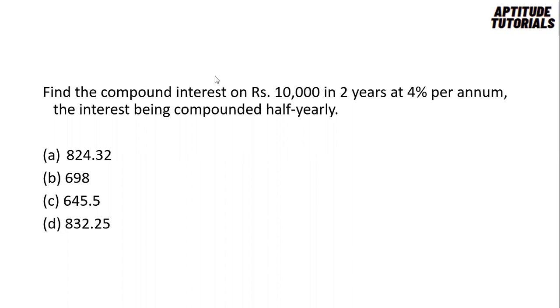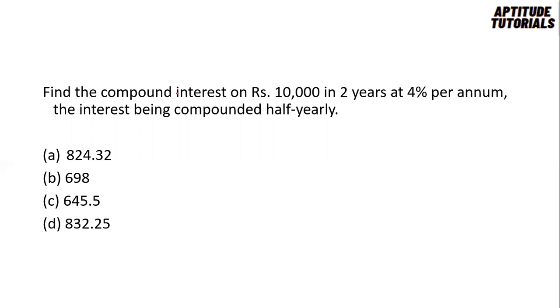Today in this video, we are going to learn the concept of half-year calculation in compound interest. In the previous videos, we have seen per annum calculation, meaning per 1 year calculation of compound interest. In this video, the compound interest is calculated half yearly. Look at the question. Find the compound interest on rupees 10,000 in 2 years at 4% per annum. The interest is being compounded half yearly.